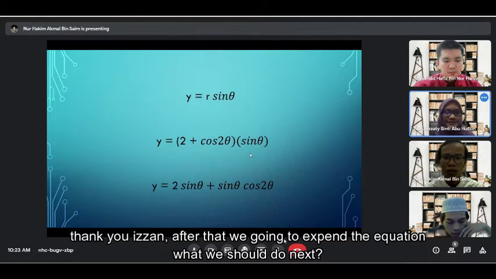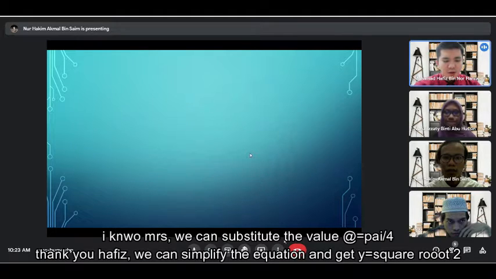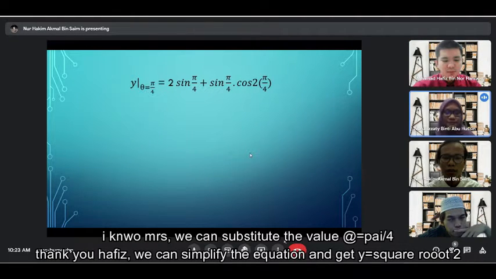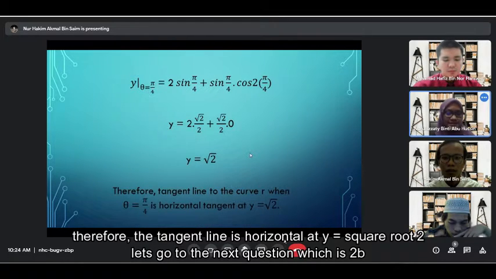What should we do next? I know, miss. We can substitute the value theta equal to pi over 4. Thank you, Hafiz. We can simplify the equation and we will get y equal to square root 2. Therefore, the tangent line is a horizontal tangent at y equal to square root 2.